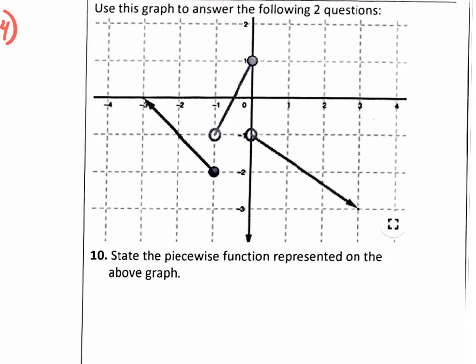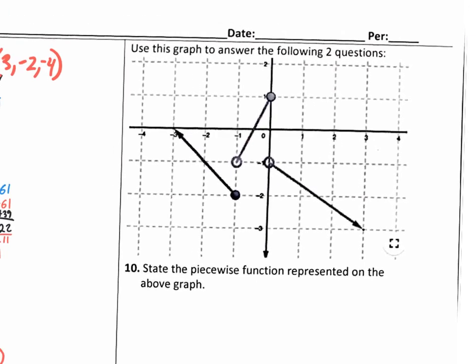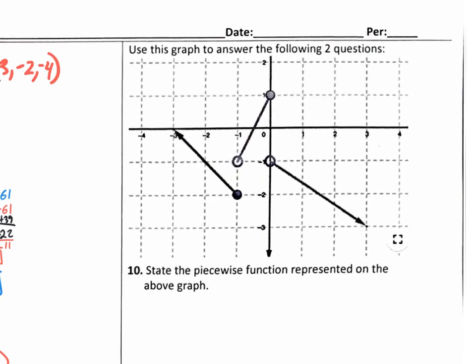Really fun stuff. Number 10 and 11. State the piecewise function represented on the graph above. Now these piecewise functions, luckily, they're all linear equations. So we need to remember how to write a linear equation. A linear equation is in the form y equals mx plus b.